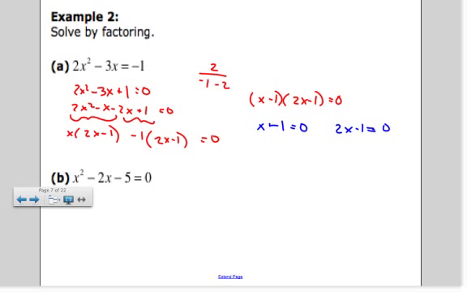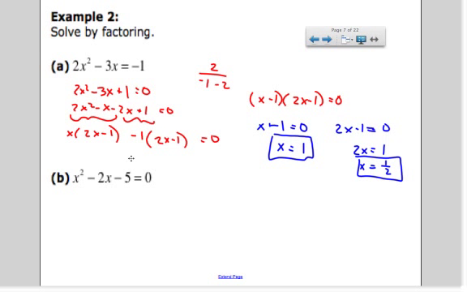to 0. Here I'm going to add 1 to both sides, so x equals 1. I'm going to add 1 to both sides, so 2x equals 1, and I'm going to divide both sides by 2, and I get x equals 1/2. So my solutions are 1 and 1/2. X equals 1 and x equals 1/2. All right, let's try another one.